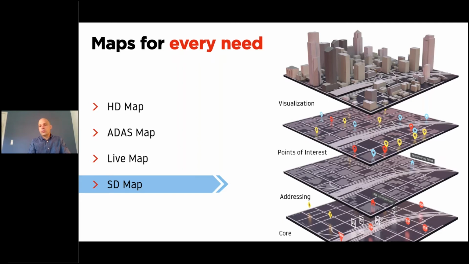Also, we use it for visualization, so both seeing building footprints and so. So this standard definition map is used by humans. So that is when you are searching, visualizing, or finding or being navigated on your phone or in a vehicle.